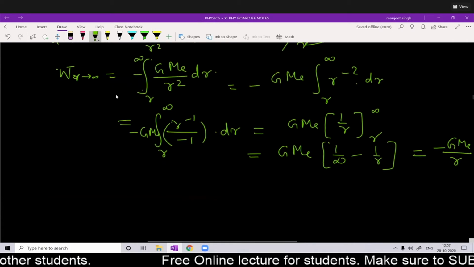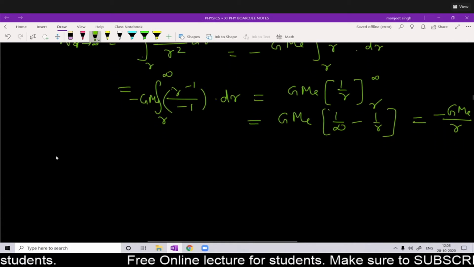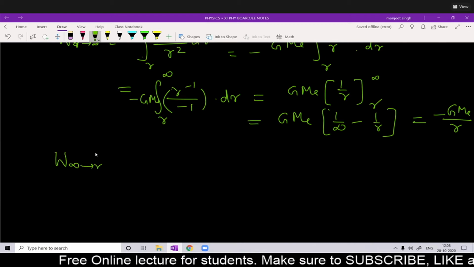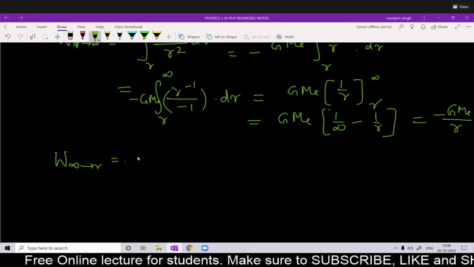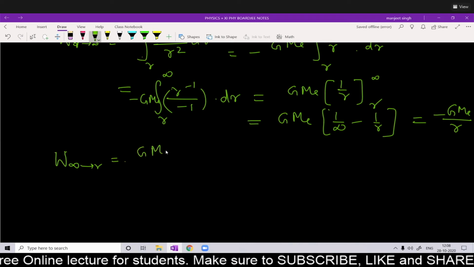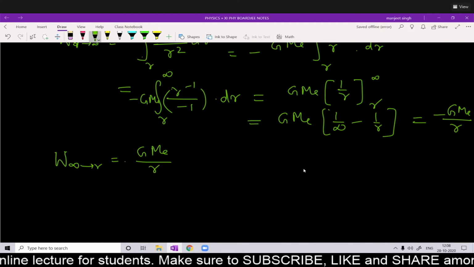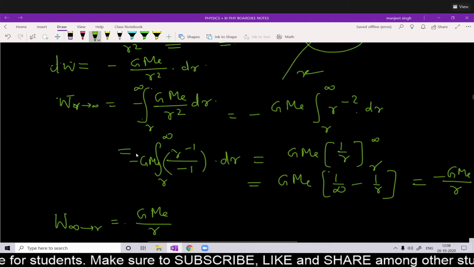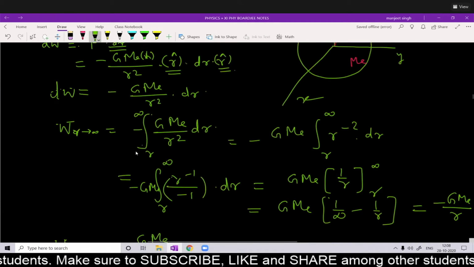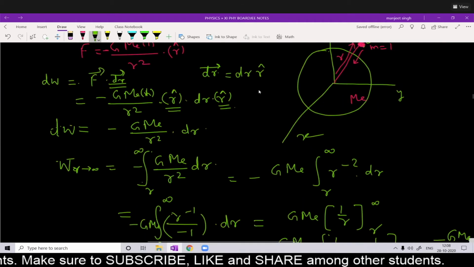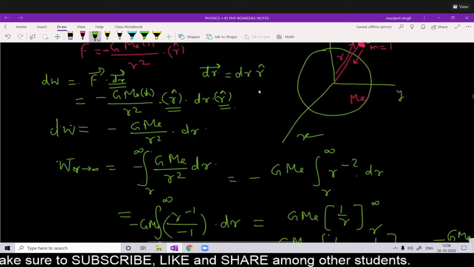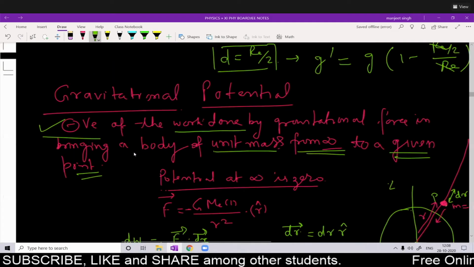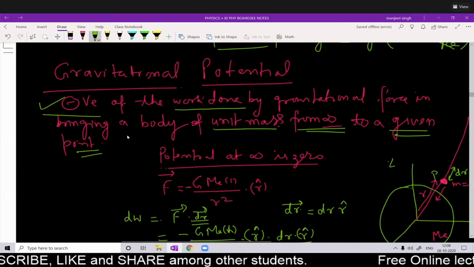Now, as per our definition, we have to calculate the work done from infinity to r. So what is the work done from infinity to r? That will be the negative of this. That means G M e upon r is the work done in bringing a unit mass from infinity to r. Now the definition says the negative of the work done by gravitational force in bringing a body of unit mass from infinity to a given point. So we have to take the negative. So what is the potential?